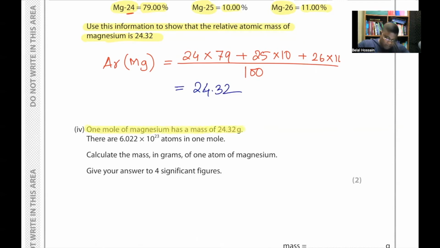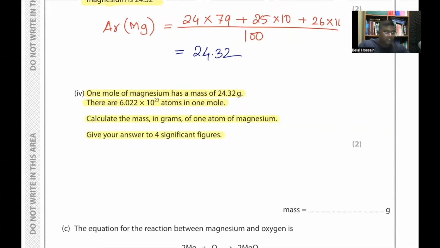1 mole of magnesium has a mass of 24.32. There are 6.022 times 10 to the power of 23 atoms in 1 mole. Calculate the mass in grams of 1 atom of magnesium. Give your answer to 4 significant figures.